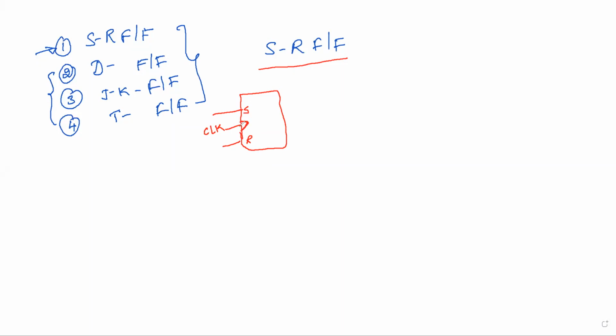If there is no bubble at this location, then it is positive triggered. And suppose there is a bubble at this point on the clock, then it is a negative edge trigger. That is the difference you can find. So I'm taking a positive edge trigger flip-flop. So it is an SR flip-flop.